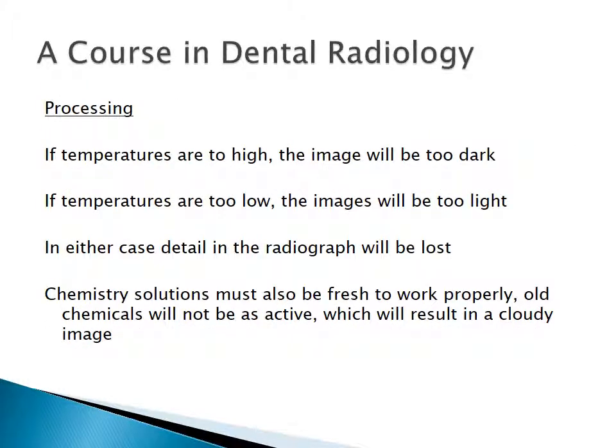And then the last one is processing. If you have a processor where the temperature is too high, all the films are going to come out dark. If the temperature is too low, then all the films will come out too light. Either way, the detail of that radiograph is going to be lost. And they should always be making sure that their solutions are fresh to work properly. Old chemicals are not going to activate that film properly, and you're going to get a call saying that all of my films are coming out cloudy. Cloudy films are a telltale sign that their chemistries are bad.